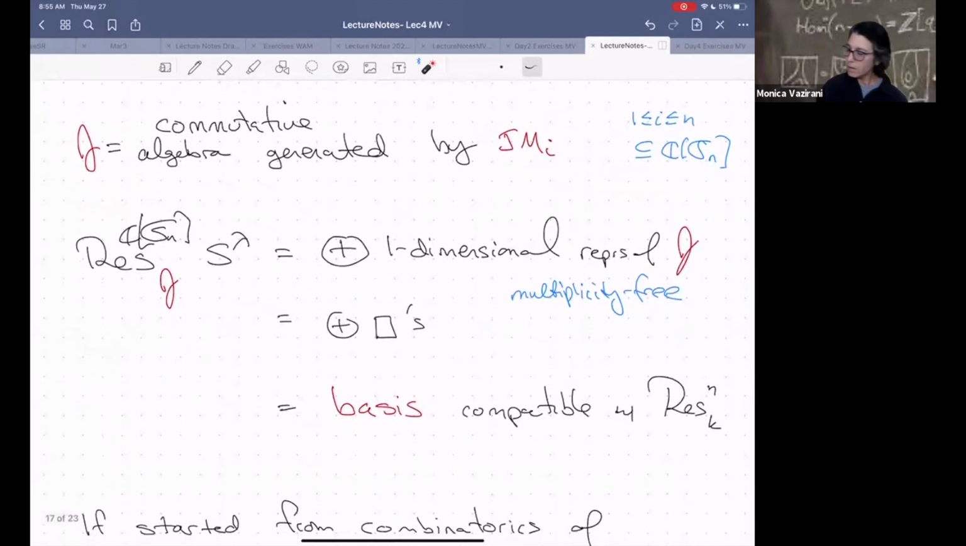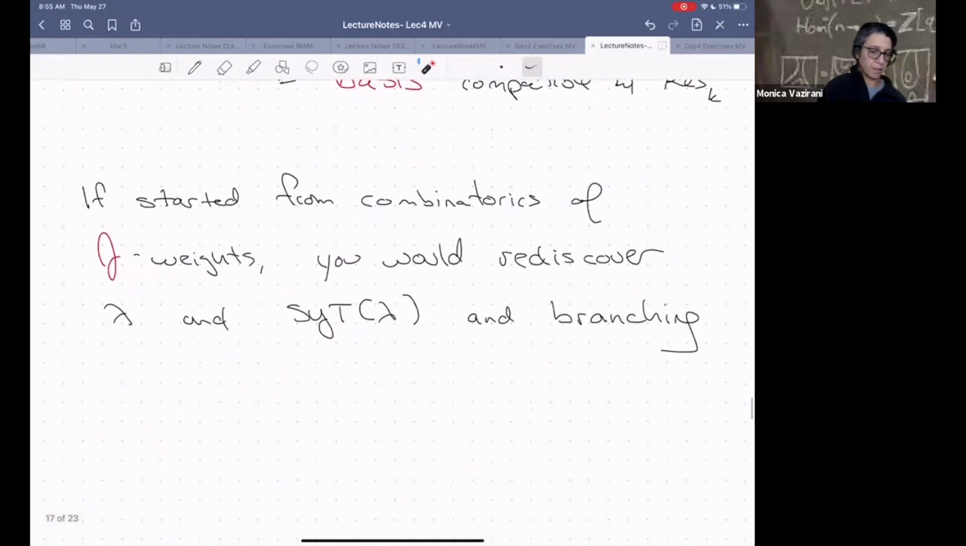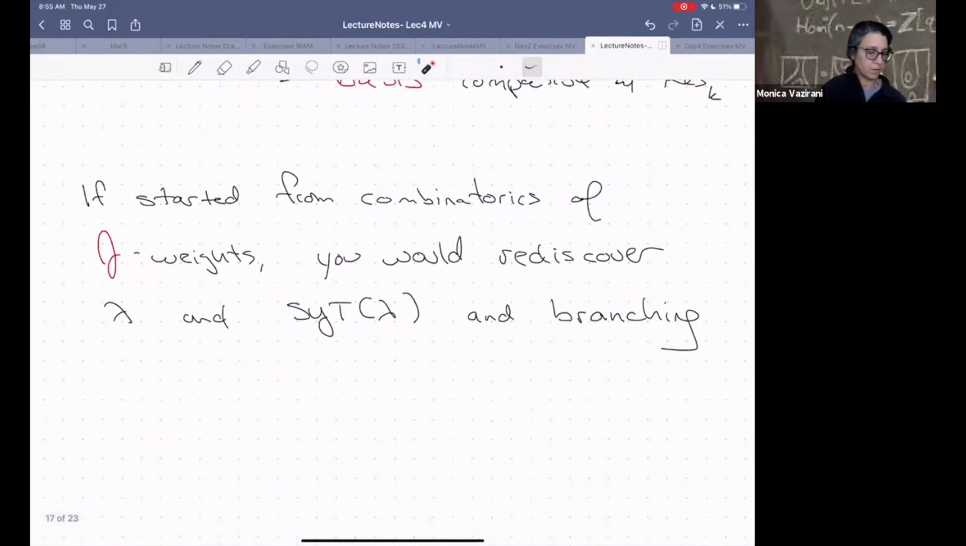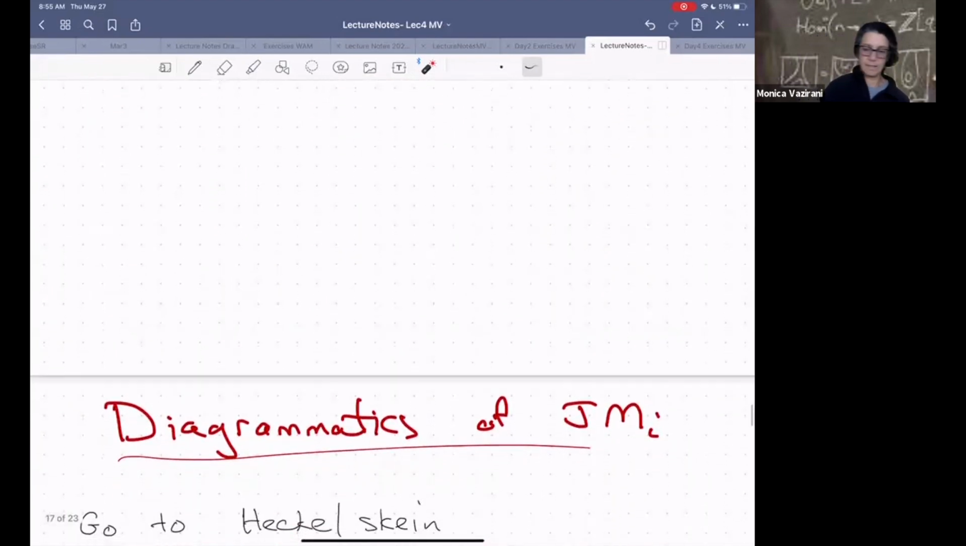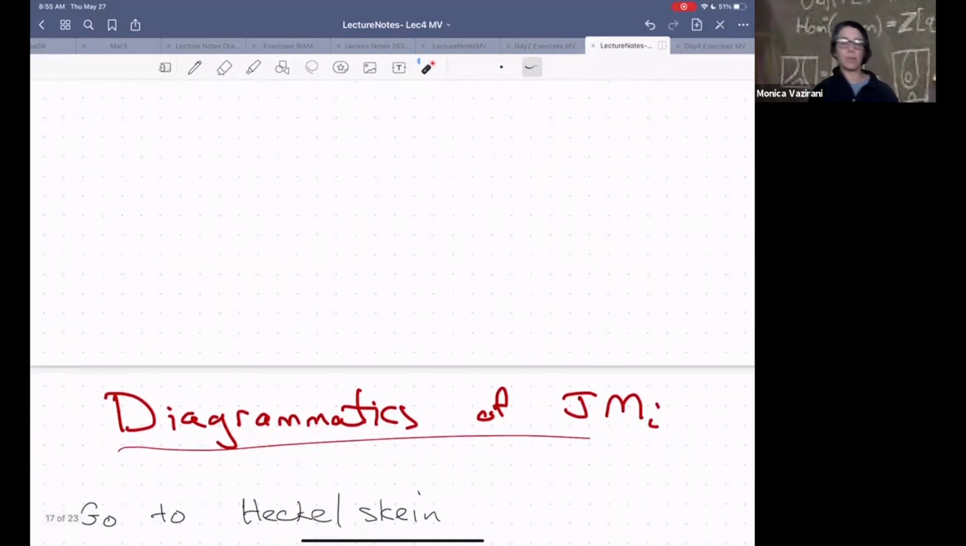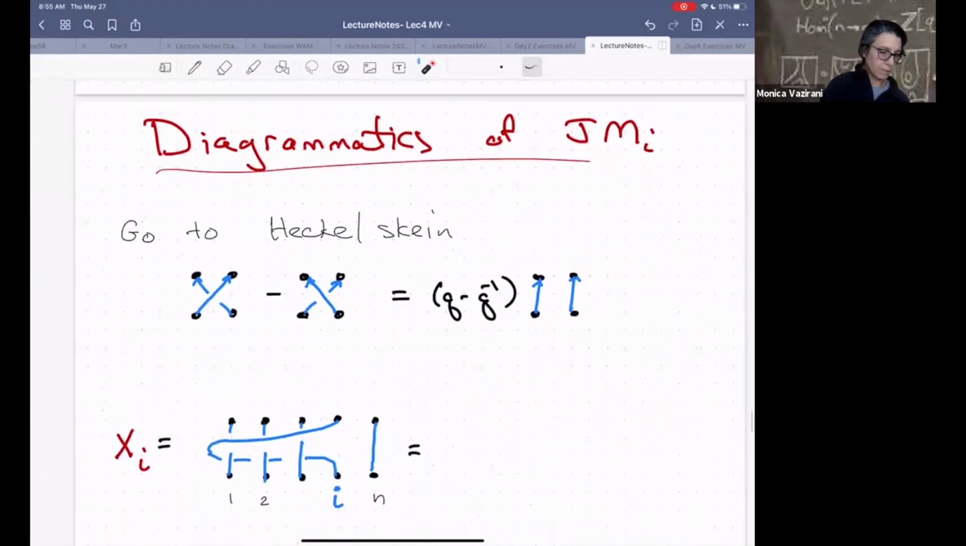Okay. Now, as I mentioned, if we just studied the combinatorics of the weights for this subalgebra J, you would rediscover standard Young tableaux and branching weights. So, let's see. Diagrammatics. Oh no, there's only 3 minutes left. Okay. So let me talk a little bit about diagrammatics.